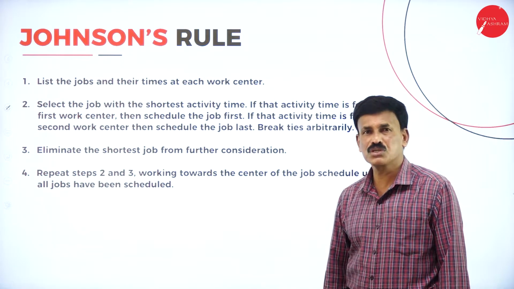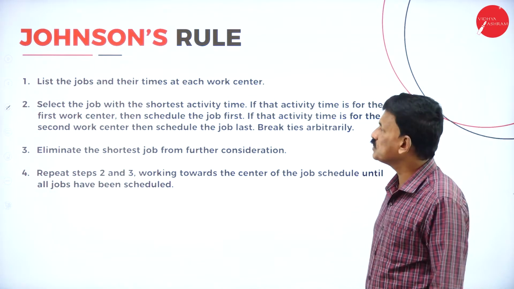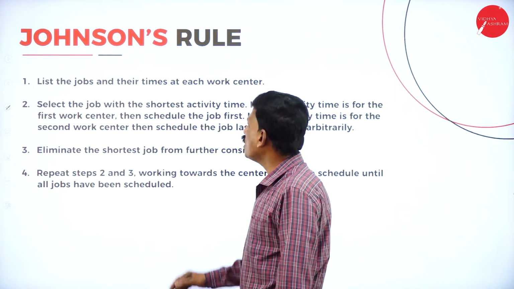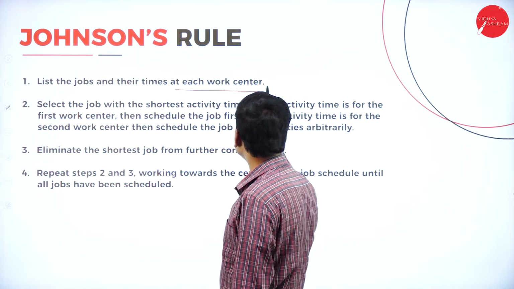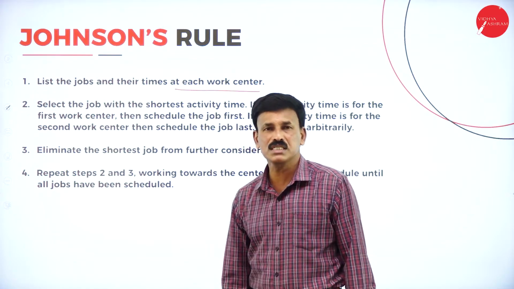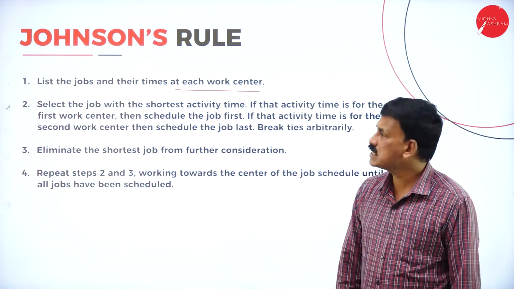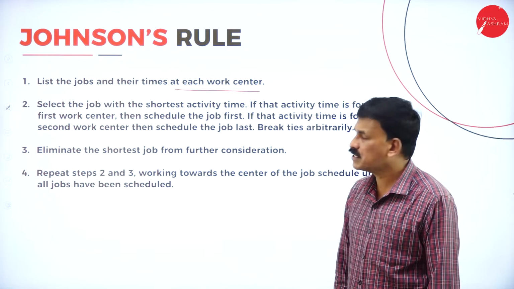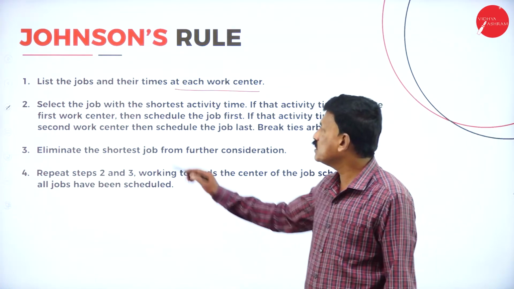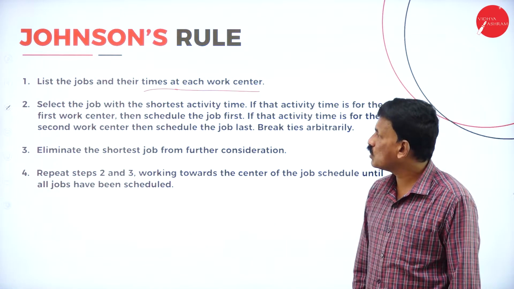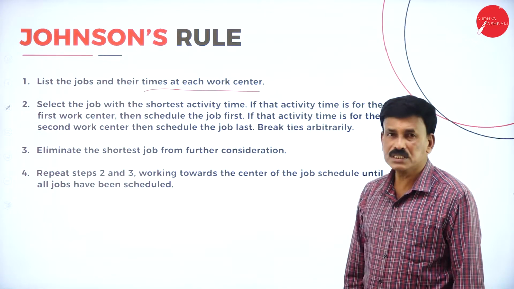The step-by-step procedure to solve a sequencing problem using Johnson's rule. What is the step-by-step procedure? First, list the jobs and their times at each work center. What are the jobs assigned? And we have to list the jobs at their work center. That means their times must be listed.